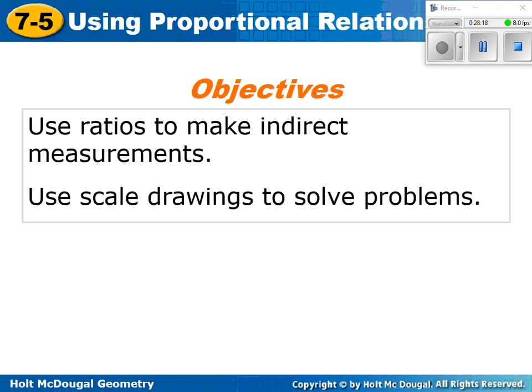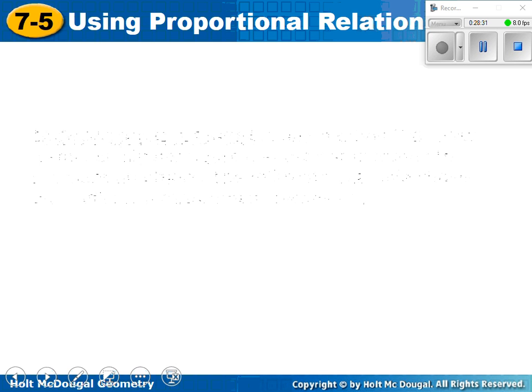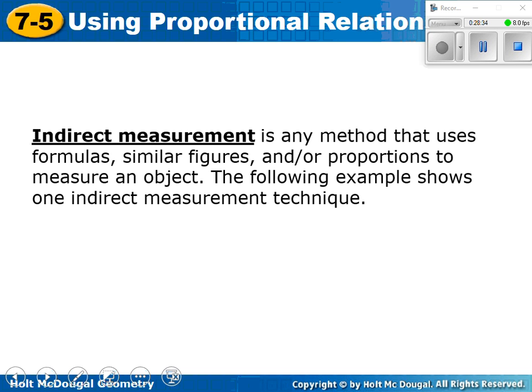Okay, so you can measure objects out in the real world that you can't physically measure by using your geometry. And that's kind of one way that you might use it. Like I said, you're probably not really going to go out there, but hey, maybe you want to, and you will, and I'll see somebody out there measuring one day. So, vocabulary: indirect measurement, any method that uses a formula. So what we've been doing all year long. Similar figures and/or proportions to measure an object.